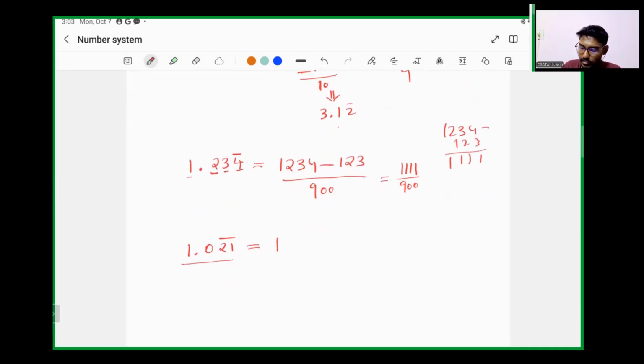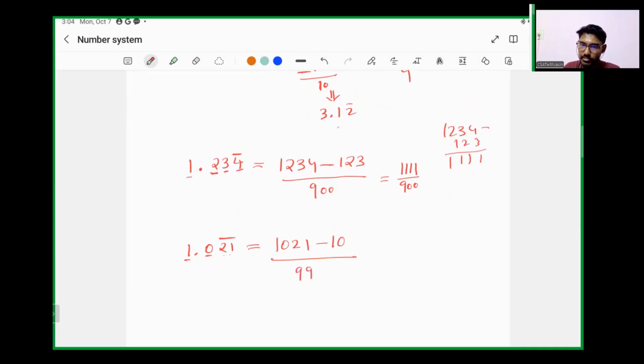1.021. You write all the digits together, that is 1021, minus the digits which are not repeating. So 1 and 0, they are not repeating. So you need to write it as 10. Okay. 1 and 0 are not repeating. So write it as 10 divided by, there are two digits which are repeating, so you write it as 99.